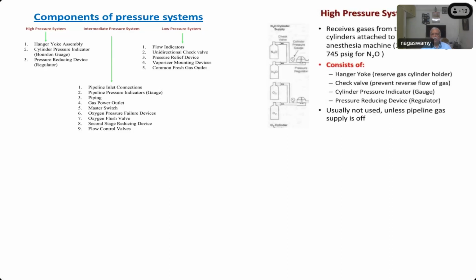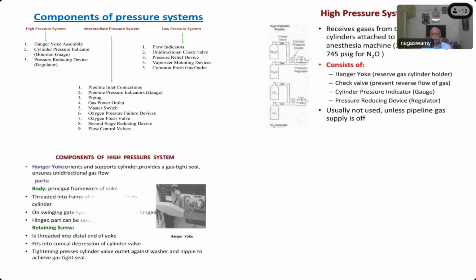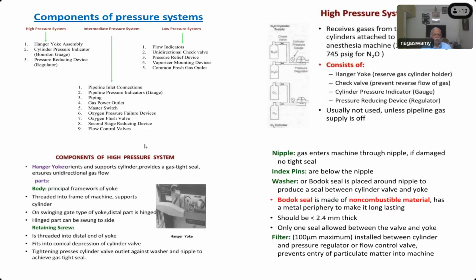So this is another picture of how the high pressure systems are. This is the yoke assembly. For many of you who have not seen this, this is a lever which you can rotate out, and this will be the place where you fix the cylinder and hanger. The whole thing is called the hanger yoke assembly. If they keep a machine and ask you to demonstrate the parts, they may ask you about all these things.